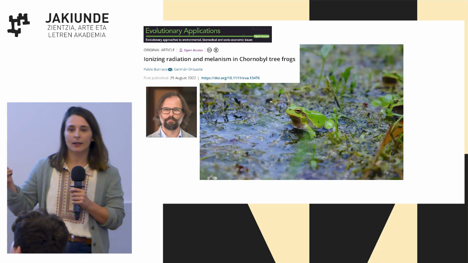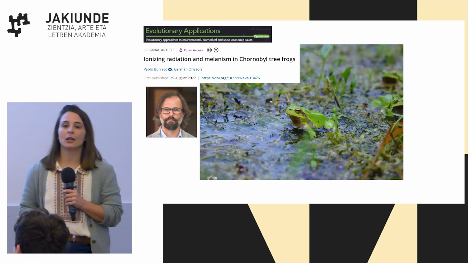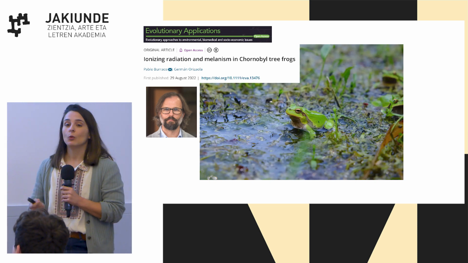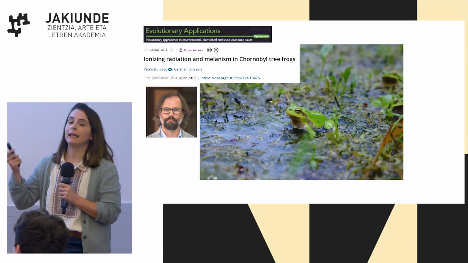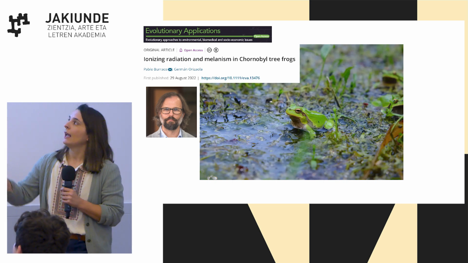And so a lot of people died, and then they had to evacuate the area, and ever since then, no one has lived there. It's an area that people cannot go into. I have a friend, his name is Germán Orizaola, and he's a professor at the University of Oviedo, and he works in this area with a species of frog. The species of frog is called Hyla orientalis, and it's this green-colored frog.